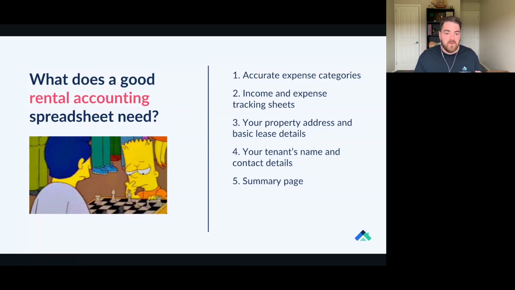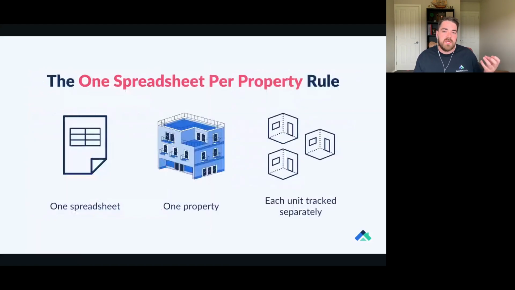So we suggest having a spreadsheet per property, with each unit tracked separately. If you've got a duplex with 2 units, then separate those 2 units out, but keep one spreadsheet for that individual property. That allows you to make sure that every single spreadsheet is structured correctly for each property. If you have a single spreadsheet with lots of different formulas and keep all the properties in one place, it can actually create a lot of issues going forward.